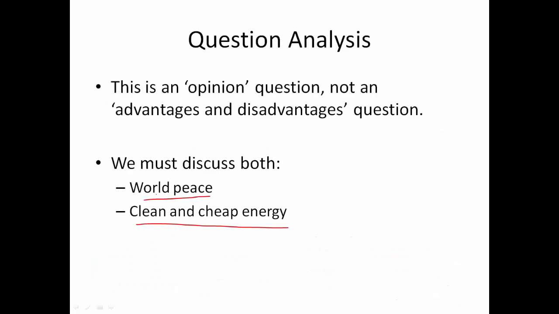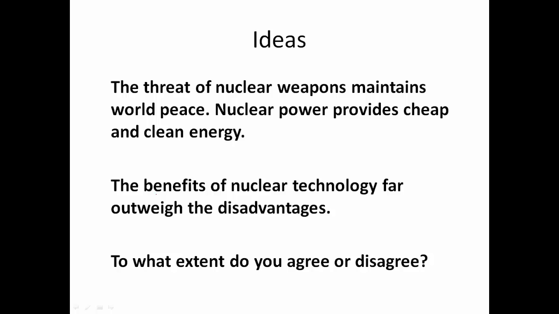So the 2 things that you must realize here are that it is an opinion question, not a disadvantages and advantages question, and there are 2 separate things that you must discuss, and you have to discuss these within the context of, do the benefits outweigh the disadvantages? Next we would go on to ideas, trying to think of relevant ideas for this question. We already know now that it's an opinion question. We know that we have to discuss world peace and cheap and clean energy. So now we have to think of relevant ideas.